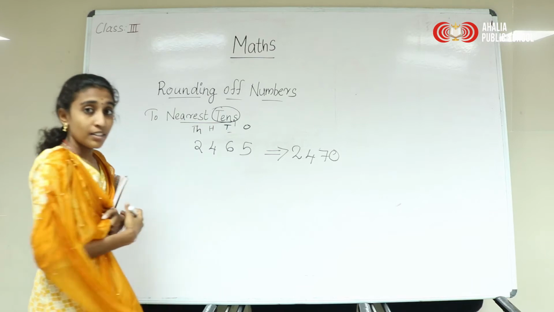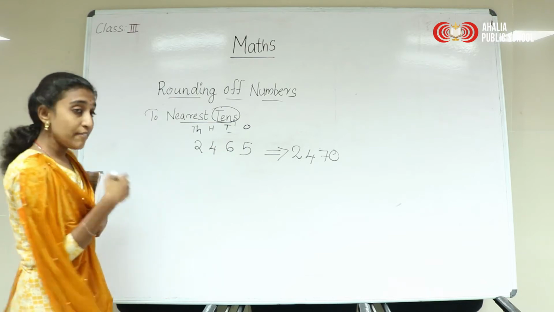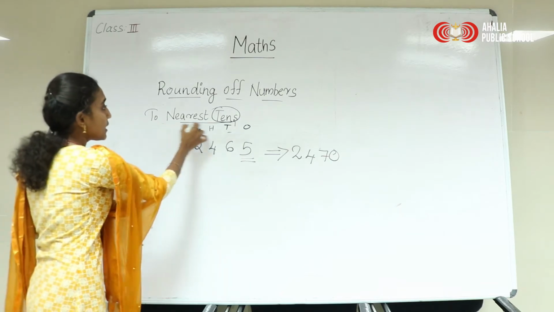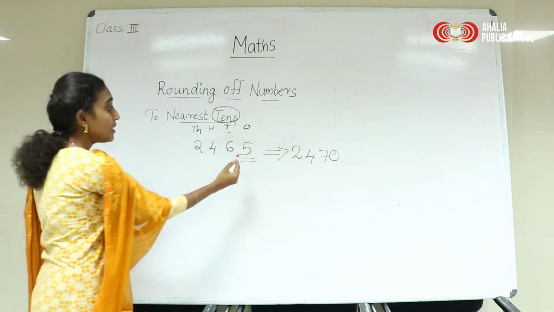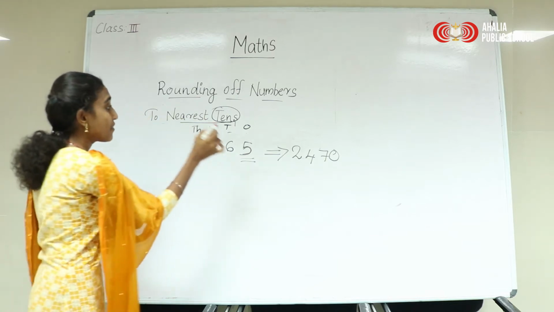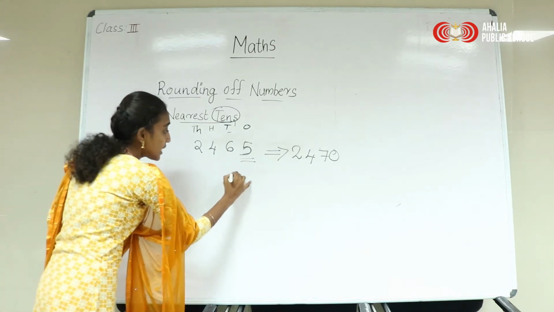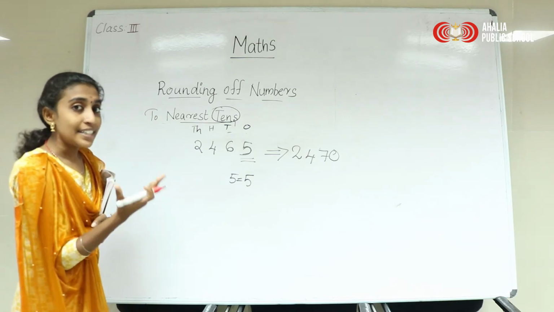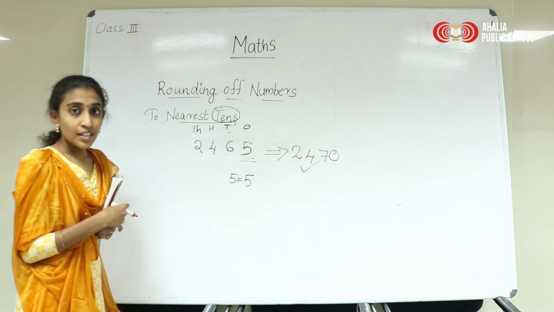Now this is a new number, 2465. Again we have to check the ones place. To round a number to the nearest tens, we check the ones place. Here 5 is in the ones place. We check whether this number is equal to 5 or greater than 5. Here 5 is equal to 5, so we round to the next 10 value. What comes after 60? It is 70. Clear children?